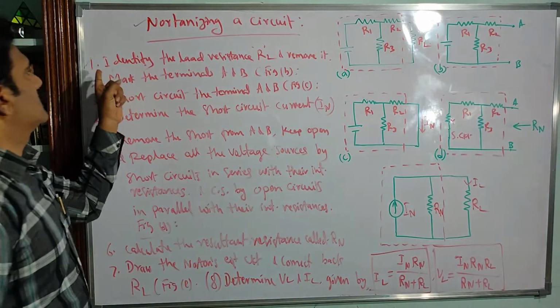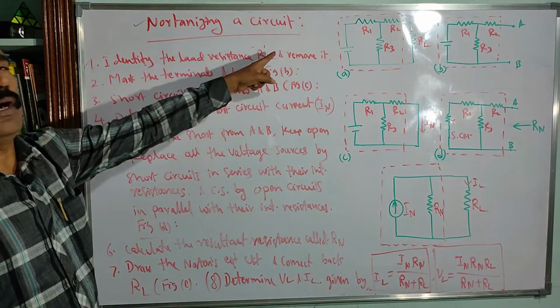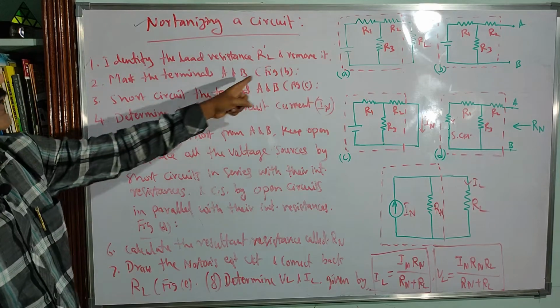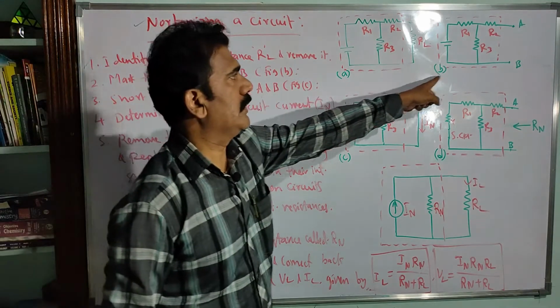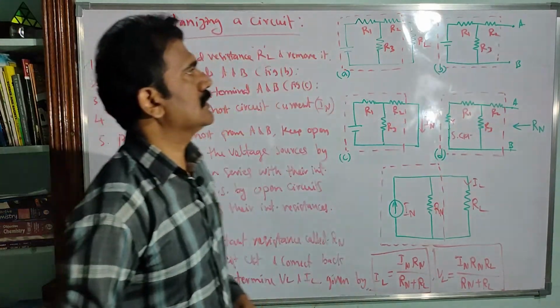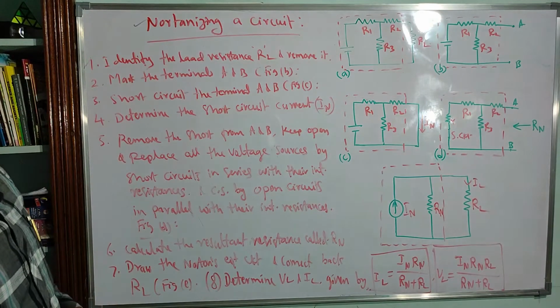Okay, the first step is to remove the RL and then mark the terminals A and B as shown in figure B. Just mark the terminals as A and B where RL was connected.